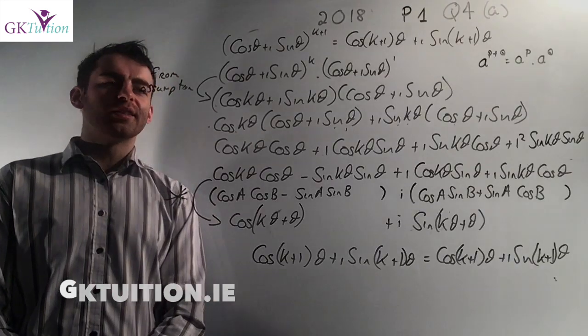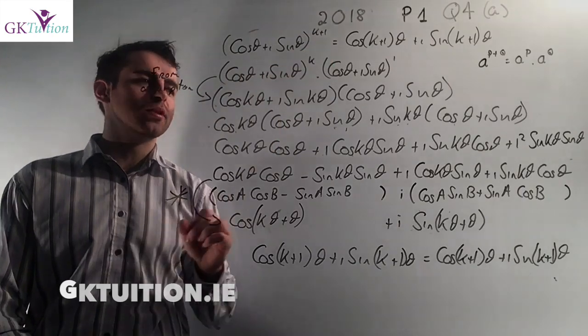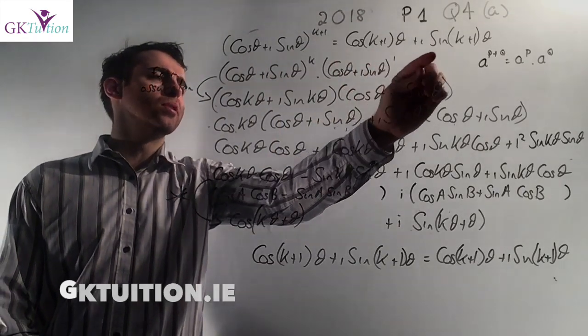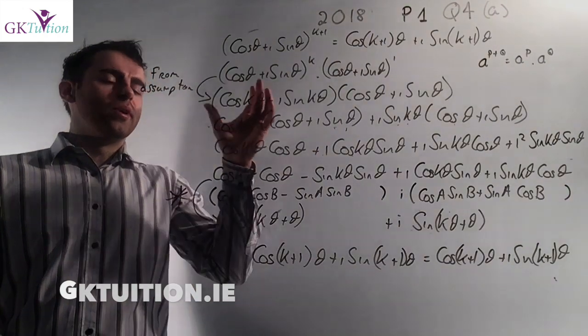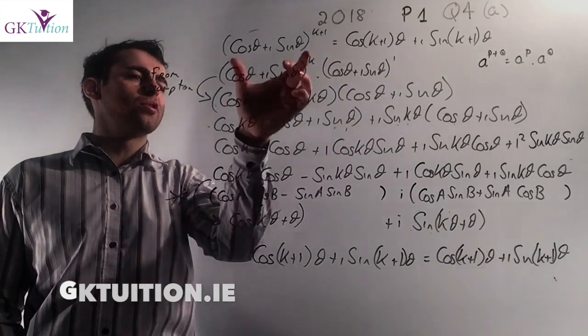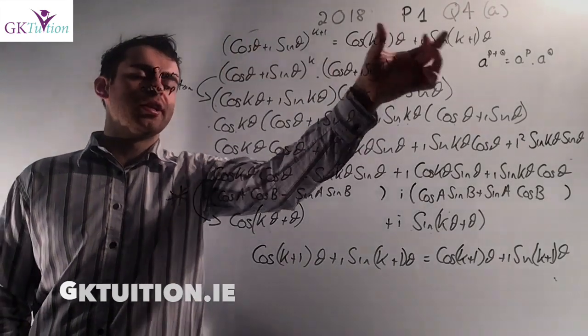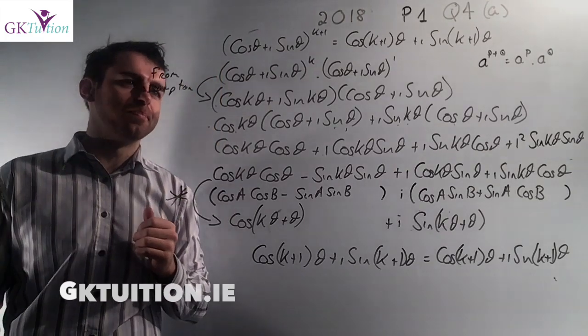Okay, so we've realized that what we need to prove is that (cos θ + i sin θ)^(k+1) is equal to cos (k+1)θ + i sin (k+1)θ. Now, in this question, we're going to completely ignore the right-hand side. We're just going to take the left-hand side and try to turn it into the right-hand side. So from here on out, I'm only taking the left-hand side.